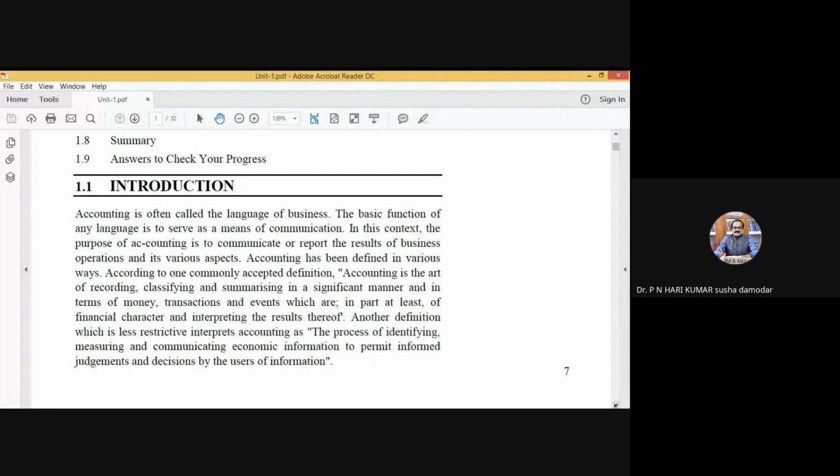So, I had explained the general meaning of the term accounting, what the first definition is, and what the second definition is. The first definition looks into the process of accounting, the method of accounting. But the second definition deals with the more managerial information for taking rational judgments and rational decisions by the stakeholders.